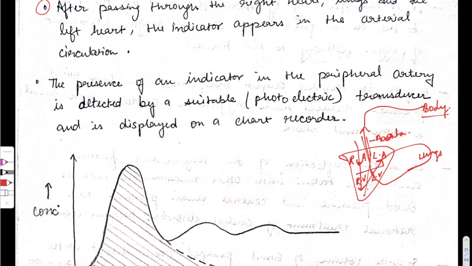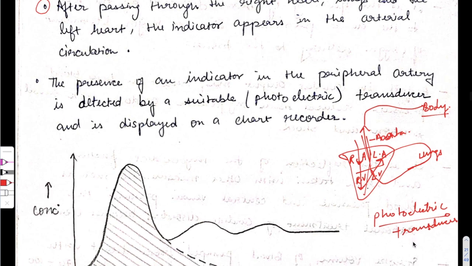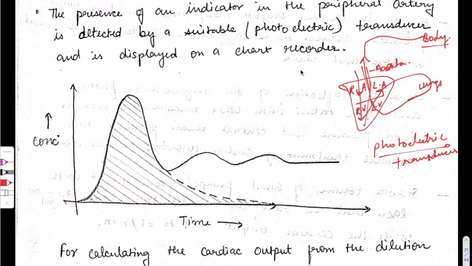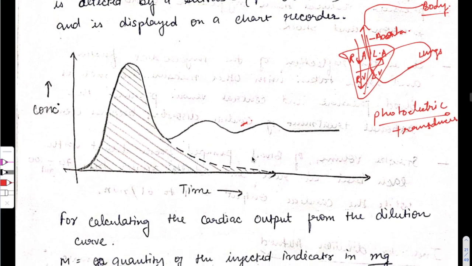The presence of the indicator in the peripheral artery is detected by a suitable photoelectric transducer and displayed on a chart recorder. Photoelectric transducers basically catch photons and change the photon energy into electrical energy so that we can measure the cardiac output. After that, we can display it on a chart recorder.